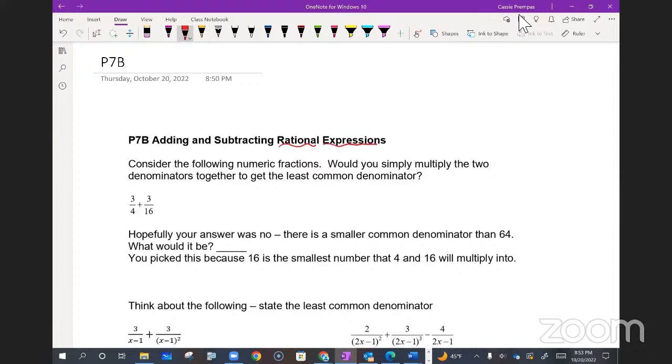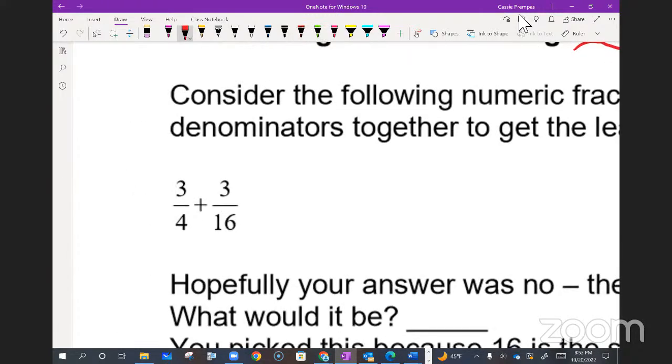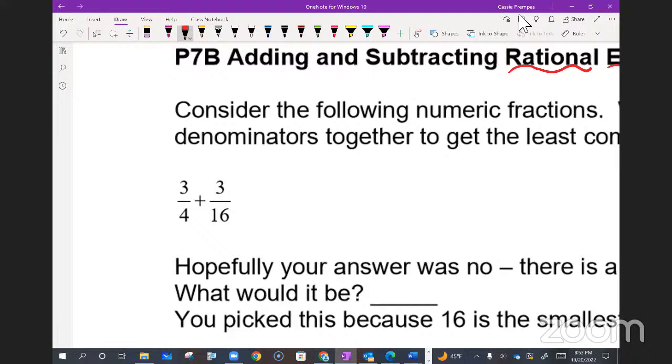So before we dive in, let's go back to adding a basic set of fractions. So if you had 3/4 plus 3/16, hopefully you're reminded I need a common denominator before I can add. But as you're looking at what is the least common denominator, well, think in your head, what would be the least common denominator? Hopefully you did not say 4 times 16 or 64.